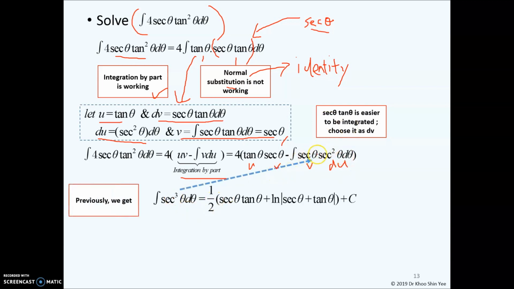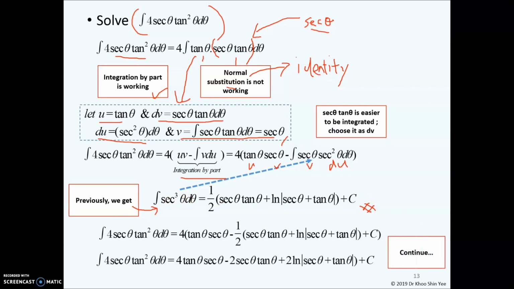So from the right hand side, secant to the power of 3 angle. We have performed this earlier and we get this result. You can just substitute inside. So this is our left hand side. We get this. For tangent secant, this is the term here. So minus this thing. You have to minus this term.